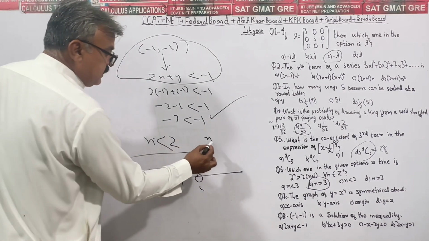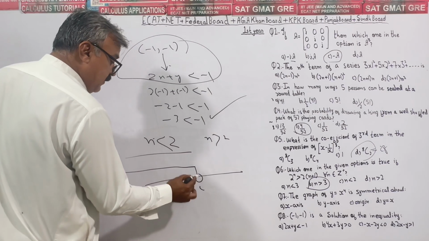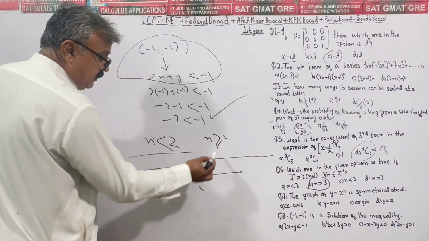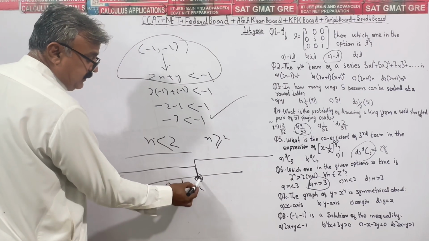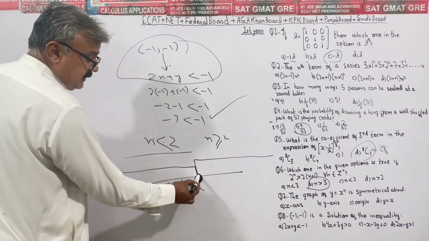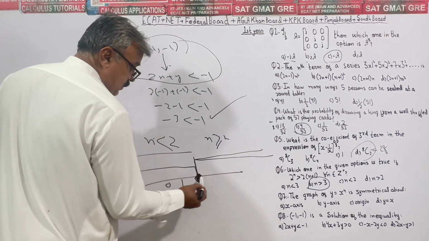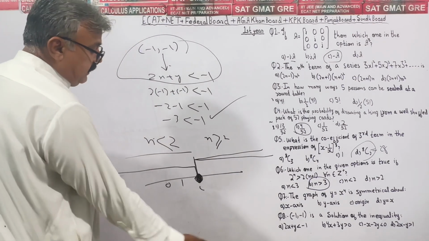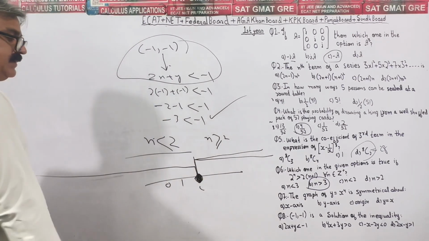If it is n greater than 2, then I would have sketched towards the right. If it is greater than or equal to, then I have included 2 as well, and I have closed this circle. It means 2 or greater. Greater than means towards the right-hand side. Less than means towards the left-hand side.